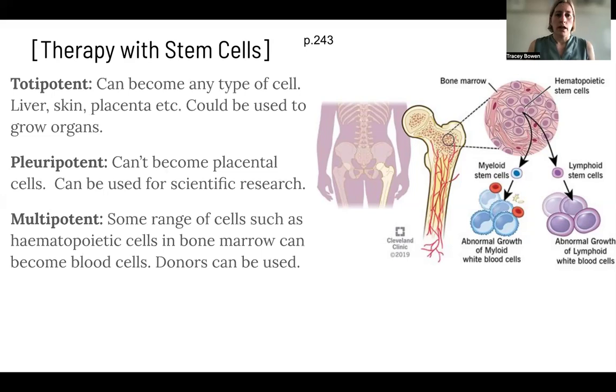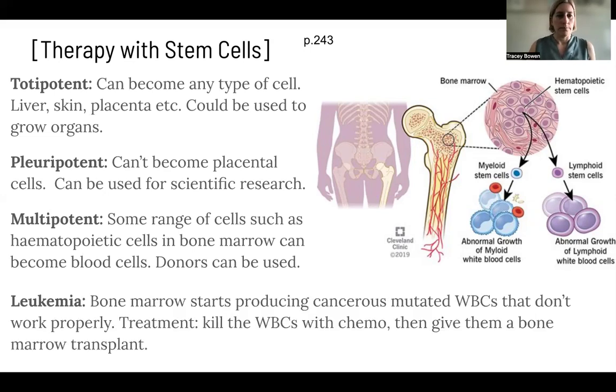Multipotent stem cells become some range of cells, such as hematopoietic cells in bone marrow that become blood cells. So with these ones, it says here donors can be used. So what that's meaning is your stem cells in your bone marrow produce more red blood cells or hematopoietic cells. And so if you needed a bone marrow transplant, you would get bone marrow from a different donor from their stem cells so that you could generate these hematopoietic cells.